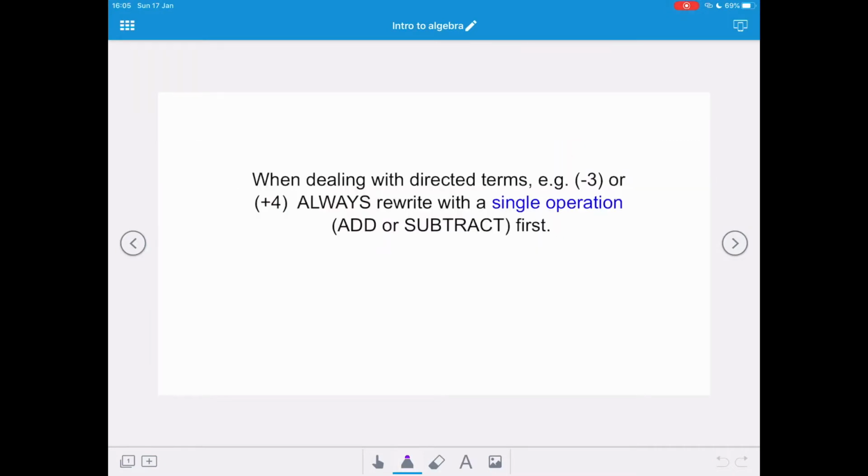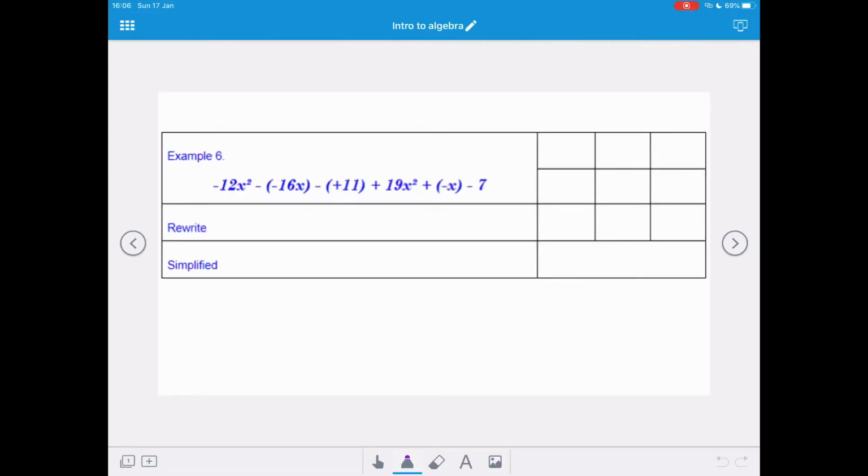Now when dealing with directed terms, so when we allocate our term with a negative or a positive value, so for example negative 3 or positive 4, always rewrite with a single operation, add or subtract first. So in example 6, we've got minus 12x squared, subtract negative 16x, subtract positive 11, plus 19x squared, plus negative x, take away 7. So we have three directed terms here.